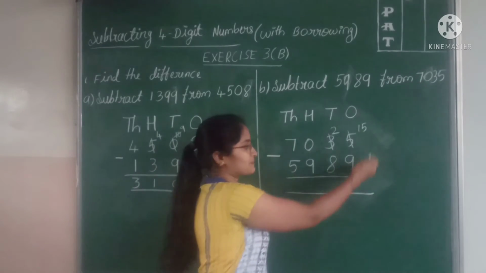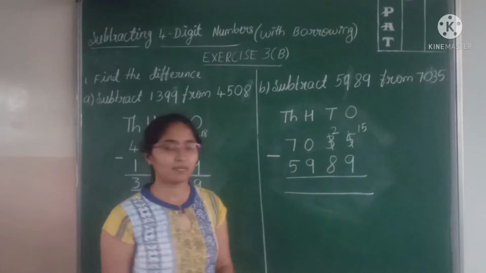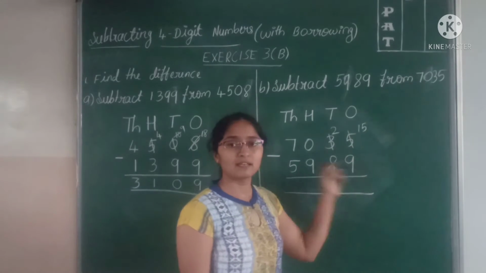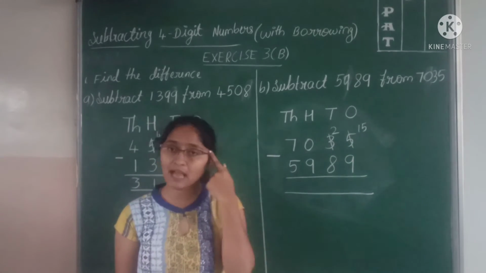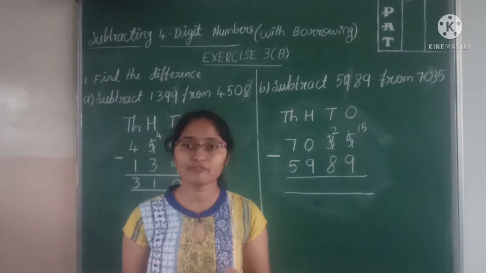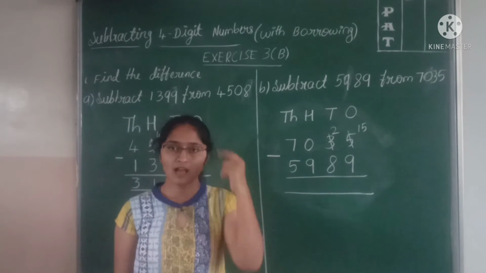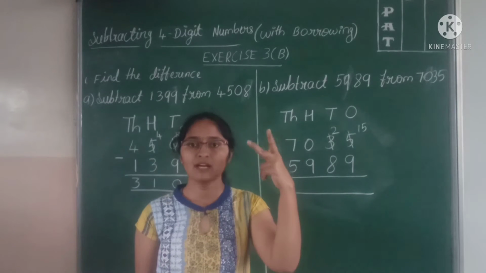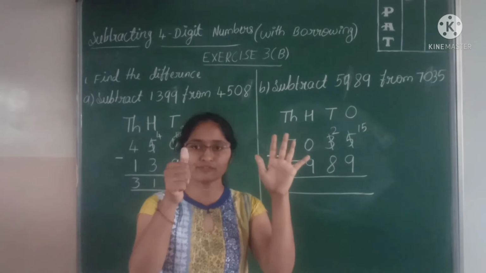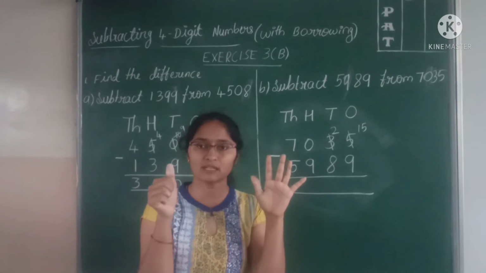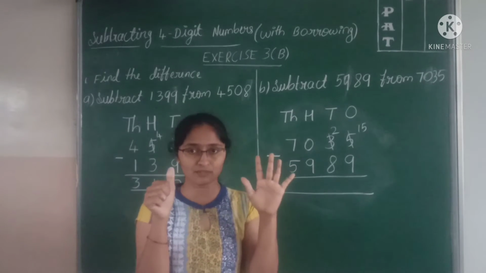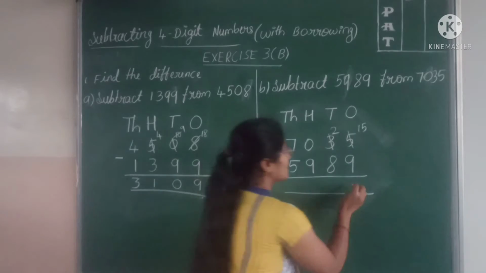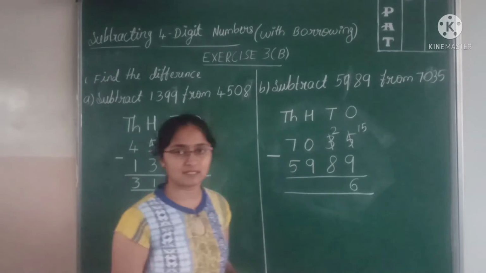Next, start subtracting now from ones place. That is 15 minus 9. So children, keep 9 in the mind and count your finger till you get number 15. After 9, 10, 11, 12, 13, 14, 15. So how many fingers we counted here? We counted 6 fingers. So 15 minus 9 is 6.